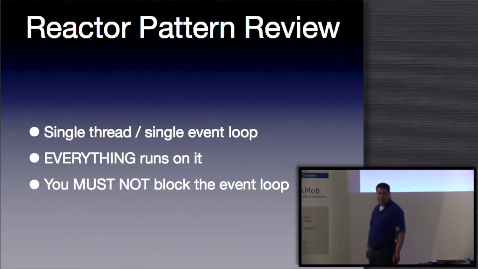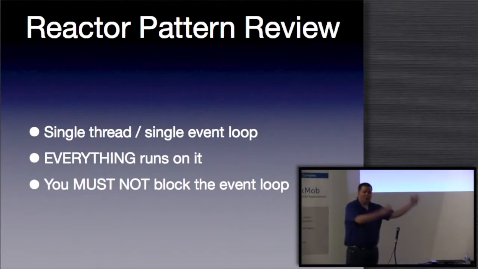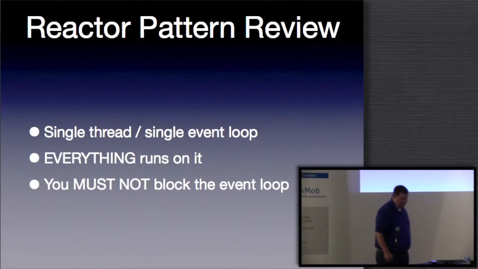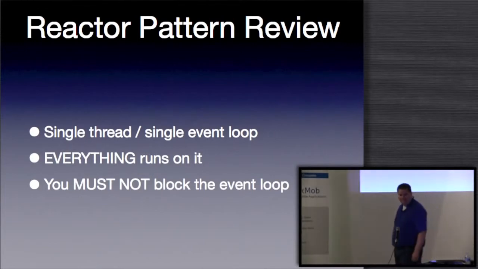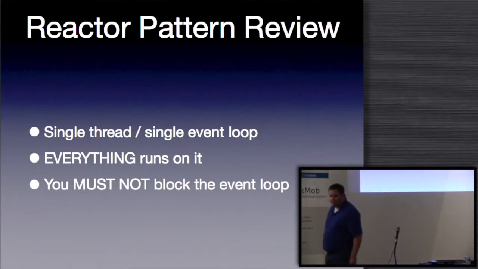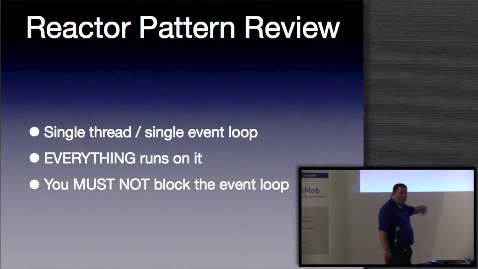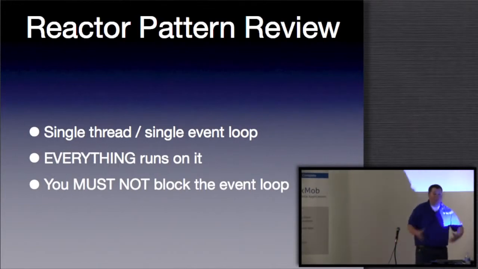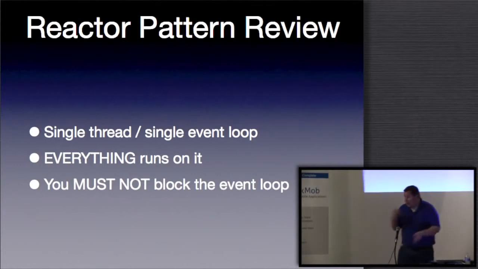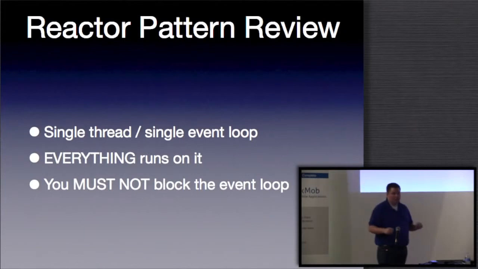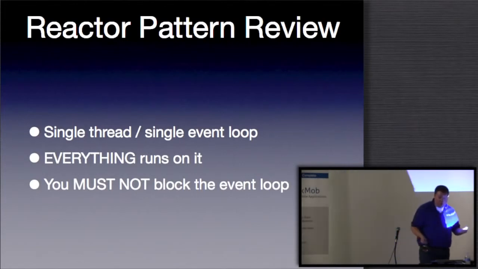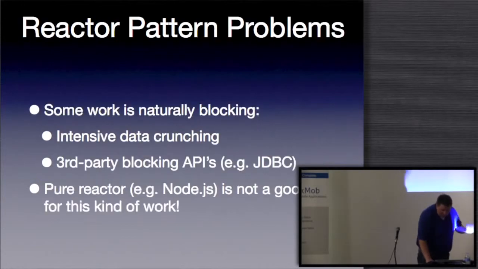Everything runs on it. You run code in Node.js, it's running on the event loop. You must not block the event loop. If you go out and calculate Fibonacci 1000, you go out and start doing prime number identification, you go out and work with some legacy blocking API, do image processing, whatever it is, while that's going on, all those other requests that are coming into your process, they're waiting because there's only one thread, only one thing doing work at a time. So what are the problems with that kind of a programming model?